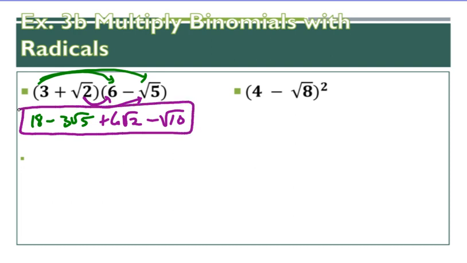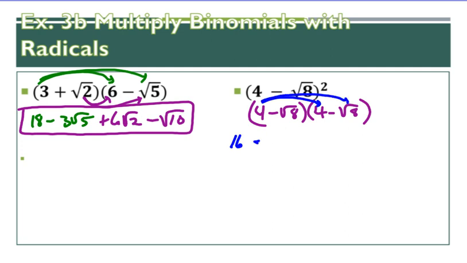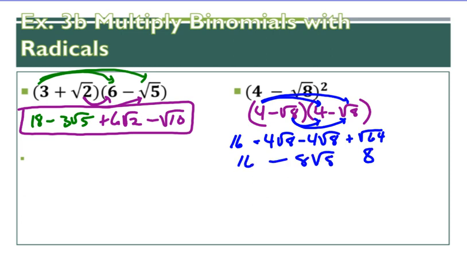This one, 4 minus the square root of 8 squared. Instead of using the special formula, I'm going to use FOIL. So 4 minus the square root of 8 times 4 minus the square root of 8. So I'm just going to use the FOIL here. If you feel more comfortable doing the FOIL, you can see how I'm doing that. So that would be 16 minus 4 square root of 8 minus 4 square root of 8 plus square root of 64. Now I can combine. This would be 8, 16 minus 8 square root of 8.